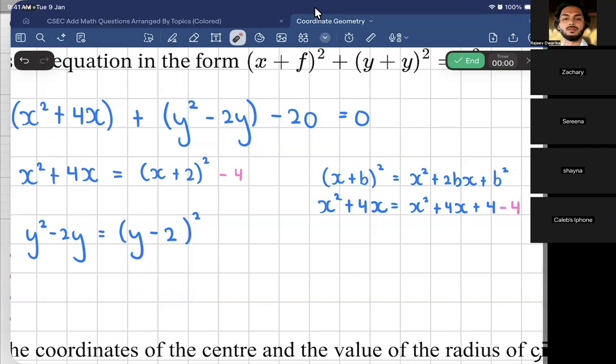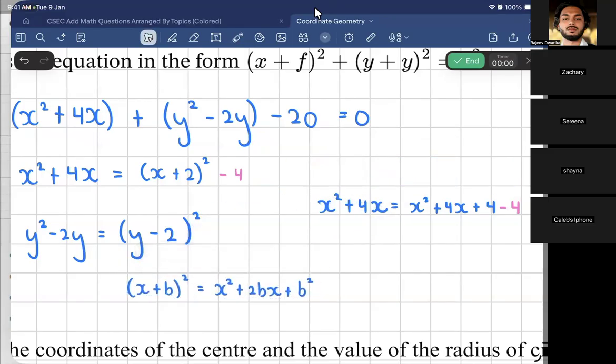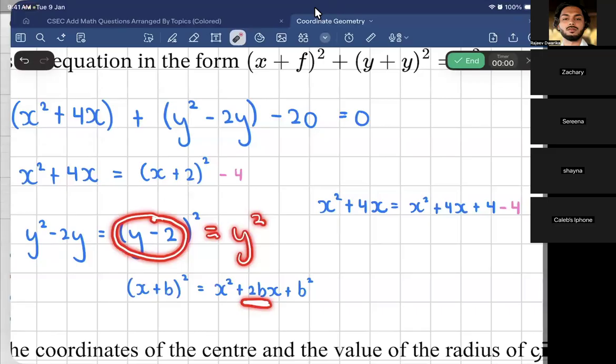Look at this, right? So we're comparing this and this. X and y are the same thing here. So we get y squared. Then you're going to end up with 2 by b. What is b over here? Tell me, Zachary, what's b over here? Yeah, b is negative 2.